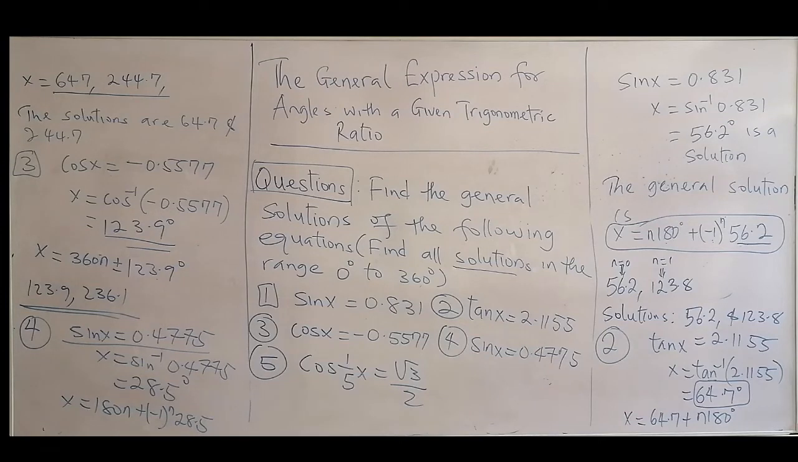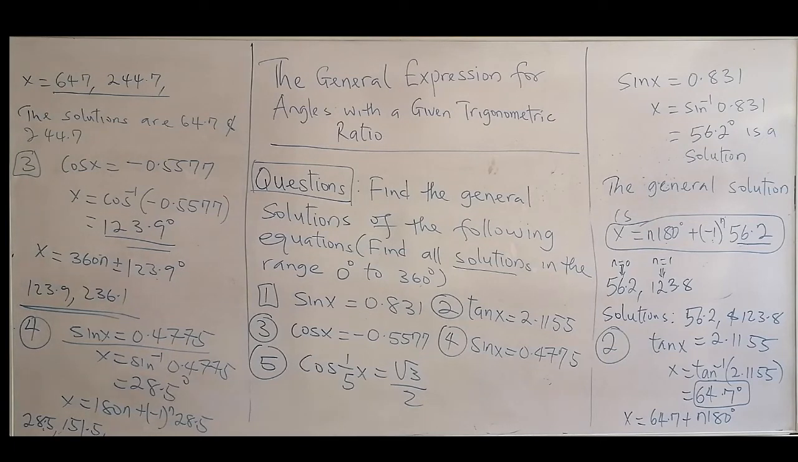Your solutions will be when n equal to 0, you have the first value 28.5. N equal to 1, you have 180 minus 28.5, that's 151.5. N equal to 2 will be outside the range of values. So these are the solutions.